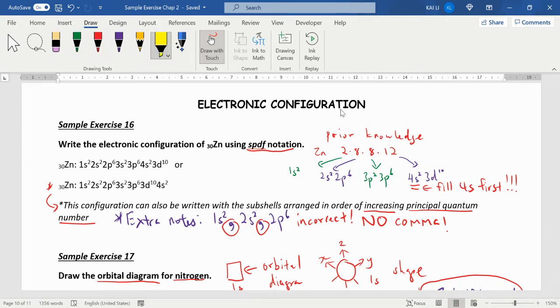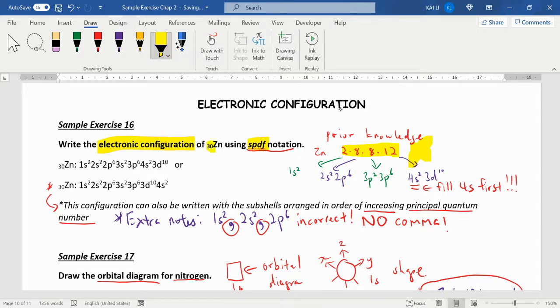Electronic configuration. So let's look at the terms. Remember, if it is electronic configuration, you cannot use 2.8.8.2. Okay, you must use the SPDF notation. So for 30, it means it is a D block element.